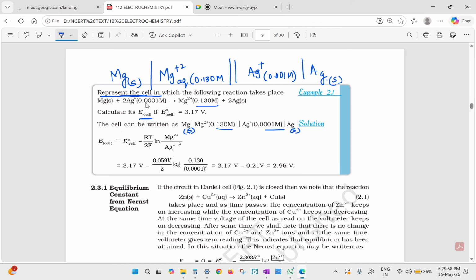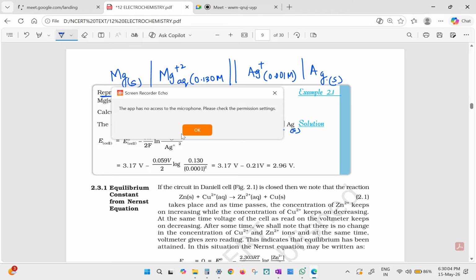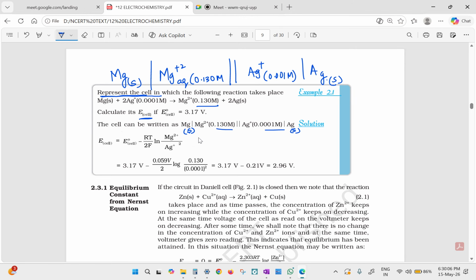Right? So it shows what? It shows something, I don't know. Let us see how much I can record.